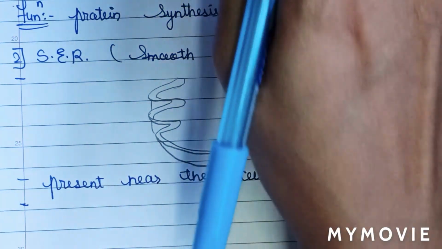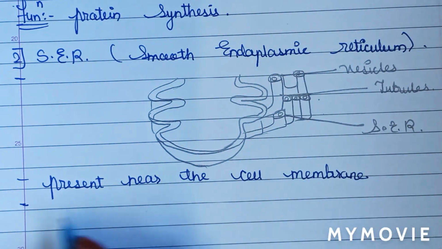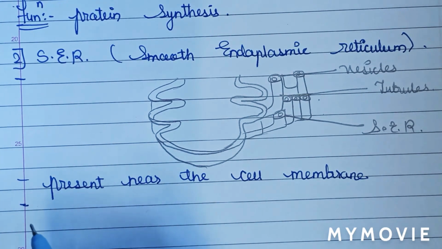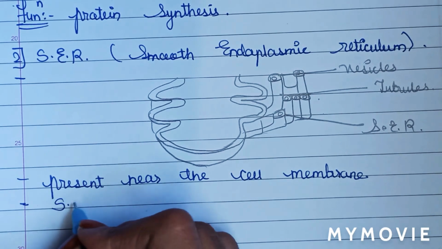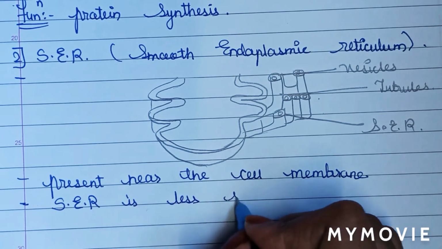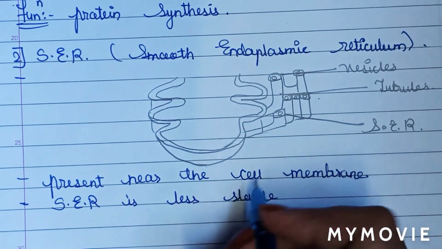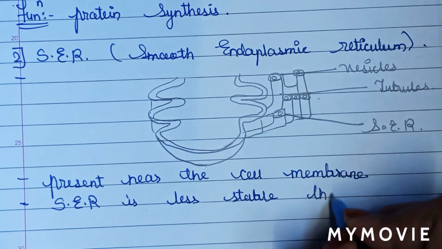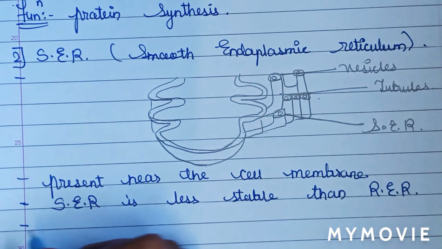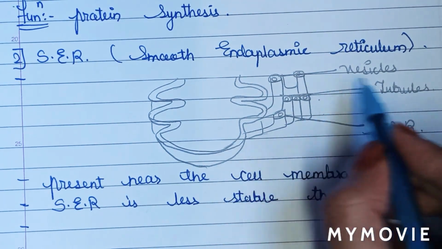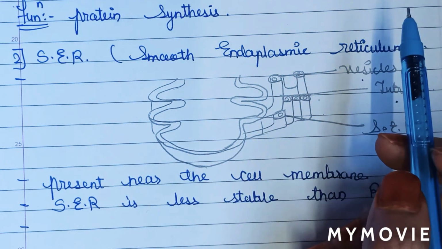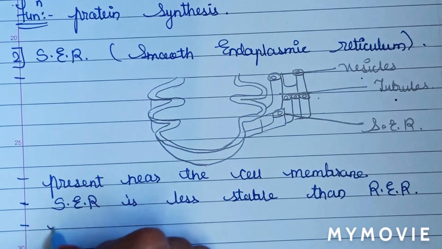Means at the peripheral position. And smooth endoplasmic reticulum is less stable than the rough endoplasmic reticulum. So, smooth endoplasmic reticulum is less stable than rough endoplasmic reticulum. And this smooth endoplasmic reticulum is made up of vesicles and tubules, whereas rough endoplasmic reticulum is made up of cisternae.